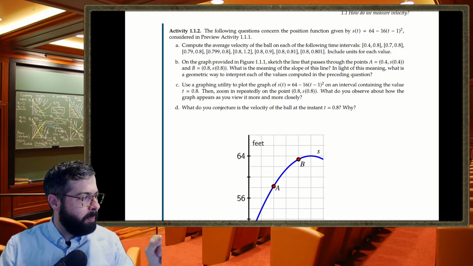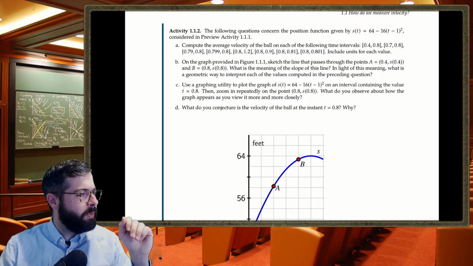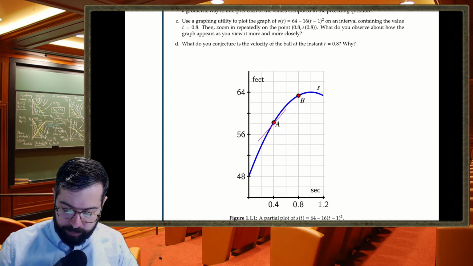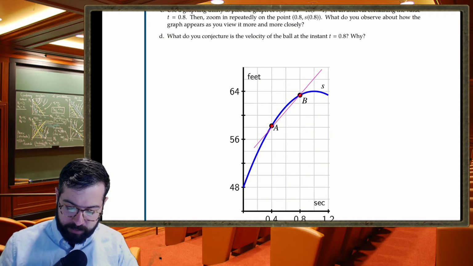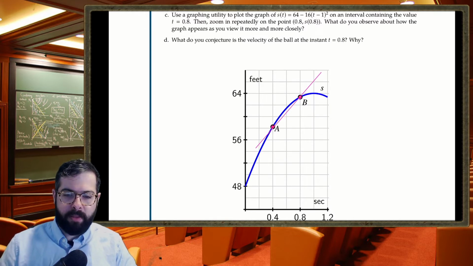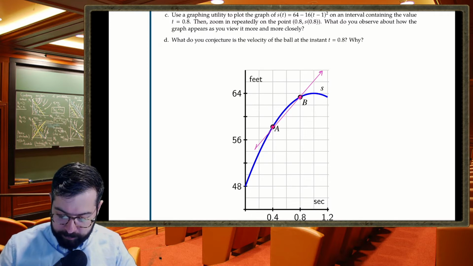So for part B, what do we see? We've got these 2 points, and if I ask what is the slope of the line between these 2 points, what does this really mean? Well, in some ways, it's just a line connecting 2 points through a curve. We call this the secant line.